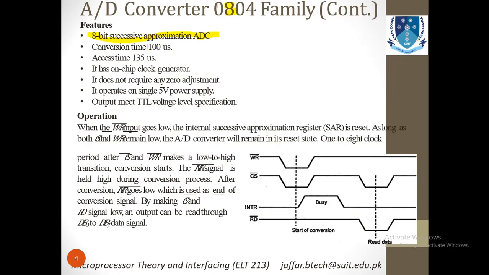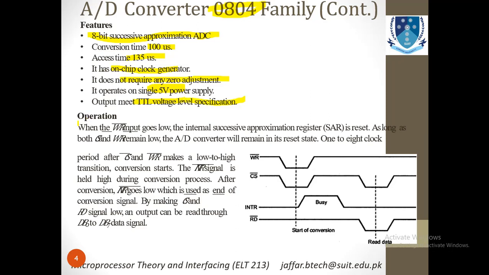The conversion time of this IC, specifically this 0804, is 100 microseconds. The access time is 135 microseconds. It has one on-chip clock generator, and it does not require any zero value adjustment because it is already done over here, and it operates at a 5-volt power supply. The output should meet the TTL logic specification, so we will discuss that in class also, inshallah.